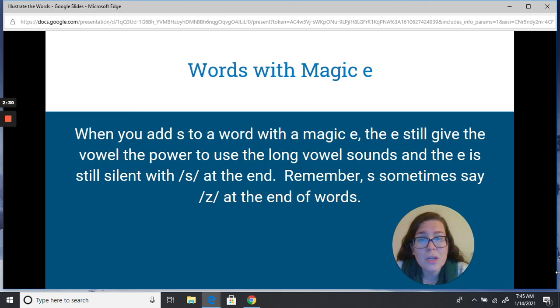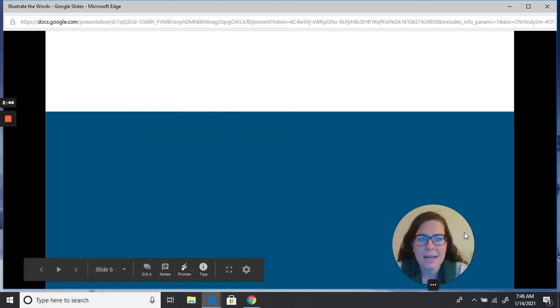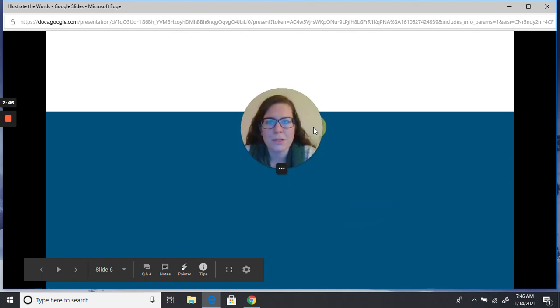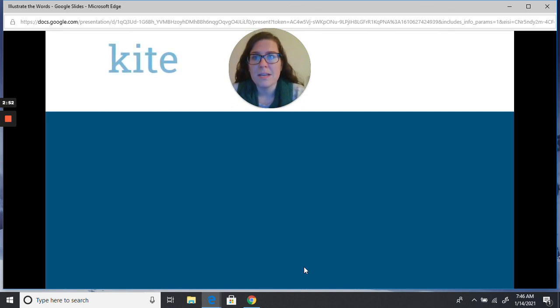Now, when you're looking at these words, you might want to cover up that S and make sure that it's a vowel, consonant, vowel, E word, so you know what vowel sound to use for the vowel. So today, we're going to practice making words plural, or more than one. So here's our first word. Let's sound it out.